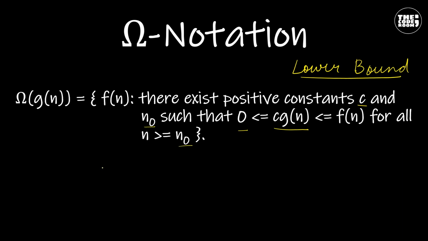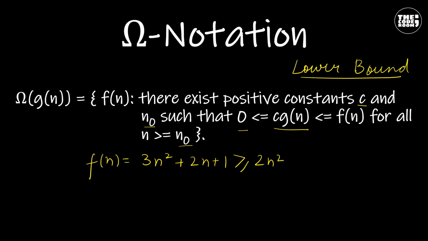Let us again understand this with the help of the same example. F of n is equal to 3n square plus 2n plus 1. Now we want a function g of n such that f of n should be greater than or equal to g of n. Let us consider 2n square.